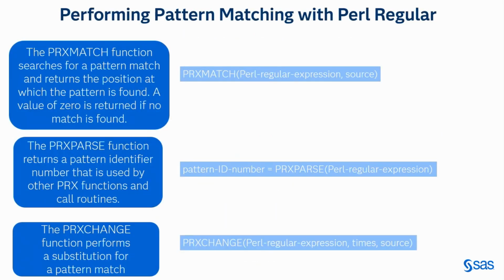So we are going to go through PRXMATCH, which searches text strings for patterns given by a regular expression and returns the position where the pattern starts. And if the pattern is not found, then you get 0. PRXPARSE compiles a Perl regular expression for later use in another PRX function. PRXCHANGE exchanges a text string according to a pattern given by regular expressions.